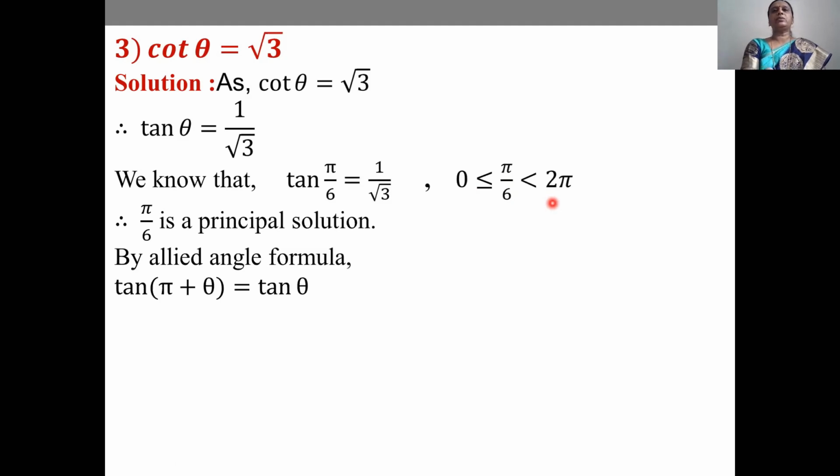Then to find the next solution, use again the formula. By the allied angle formula, we get tan pi plus theta is equal to tan theta. In this formula, put the value of theta as pi by 6.